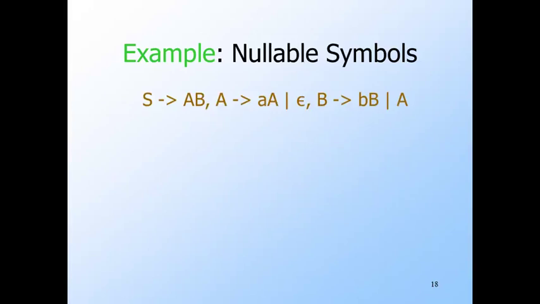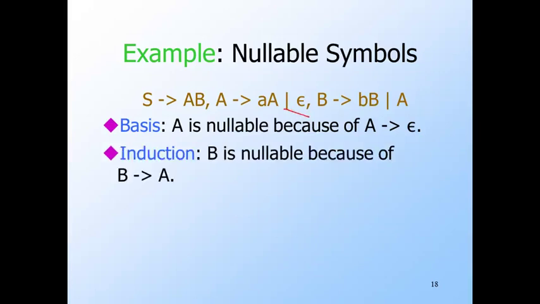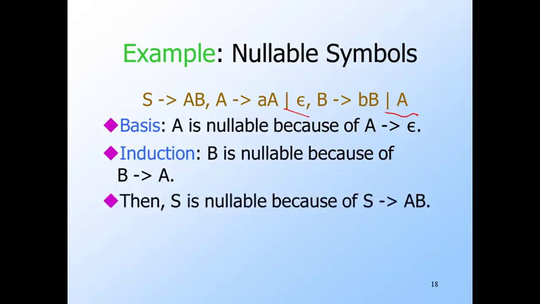Here's an example grammar for which we will discover the nullable symbols. For the basis, we know A is nullable because of the production with epsilon body. In the first round of the induction, we find B is nullable because of the production B goes to A. That is, all symbols in the body, namely the A, are already known to be nullable. In the second round of the induction, we discover S is nullable because of its body AB, both symbols of which are already known to be nullable. This algorithm finds all and only the nullable symbols. We're not going to give the proof, which consists of two simple inductions.